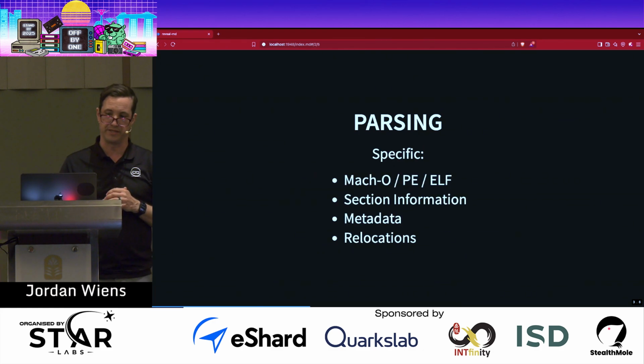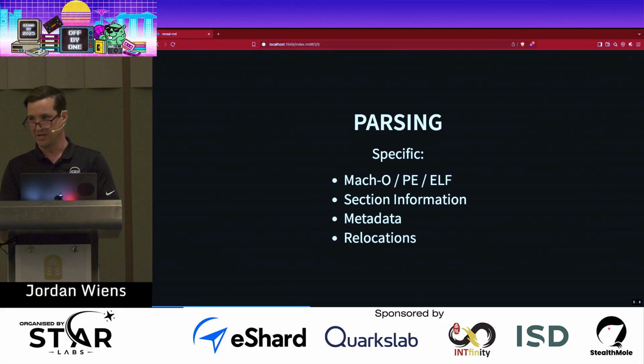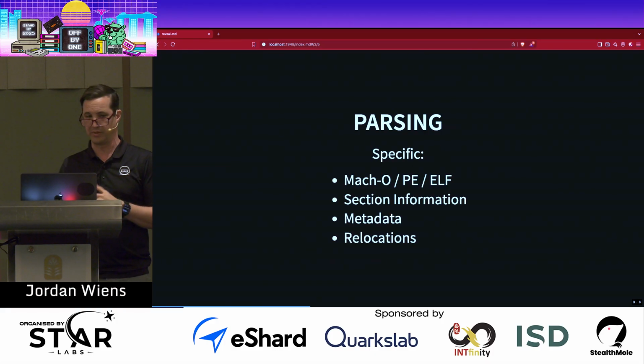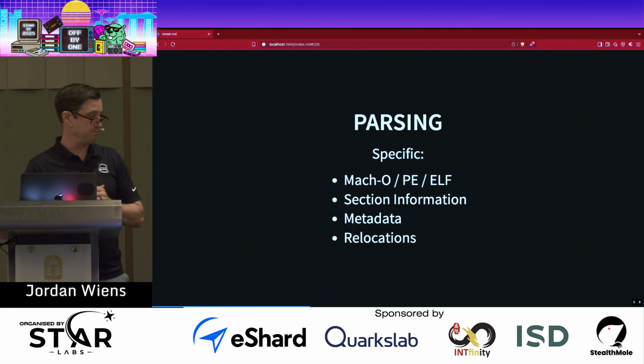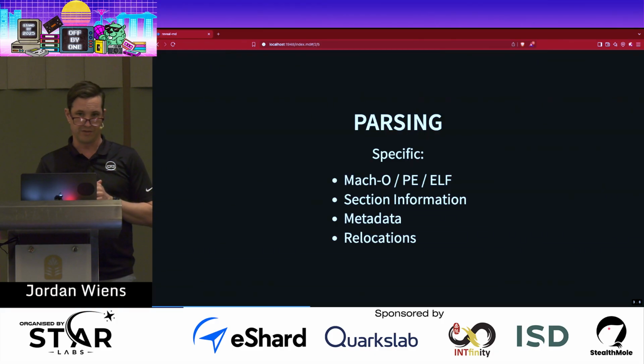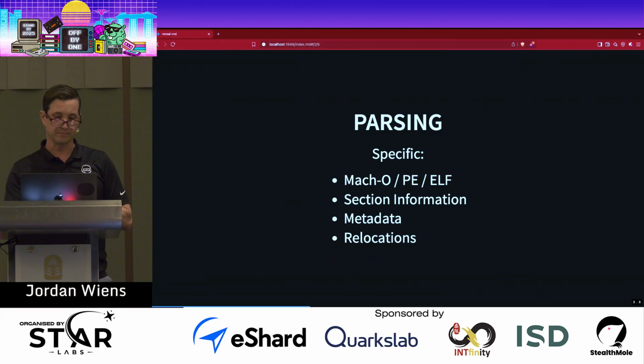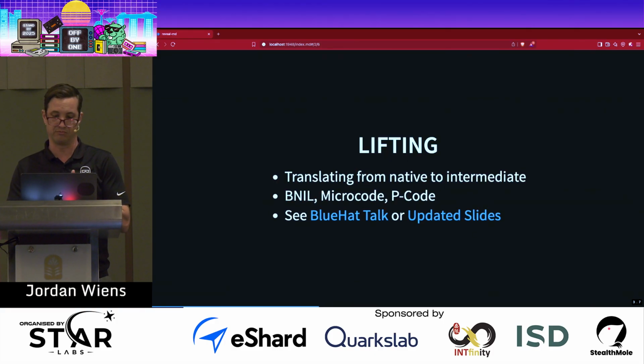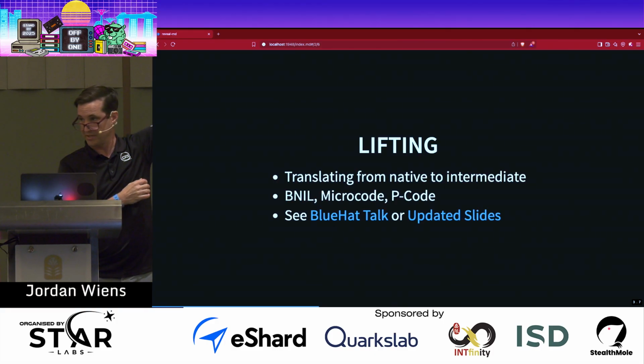We have Mach-O, PE, ELF, segments and sections. Not every file format has both. Sometimes you just have one. But there are going to be memory mappings, permissions, so you know what's executable, what's not, what's data. And there may be some extra metadata. Can you trust that metadata? It depends. If you've done malware analysis, the answer is generally no. There are a lot of things that malware will do to lie there. And then relocations. Oh boy, do I hate relocations. Okay, so parsing, step 1.